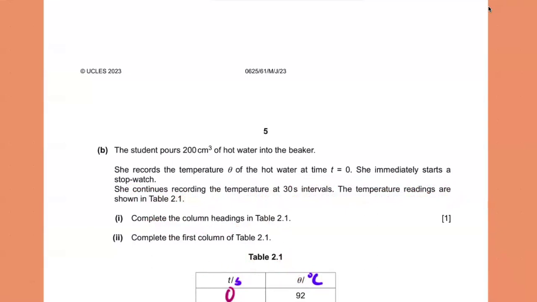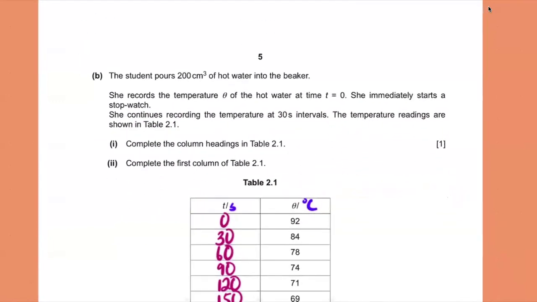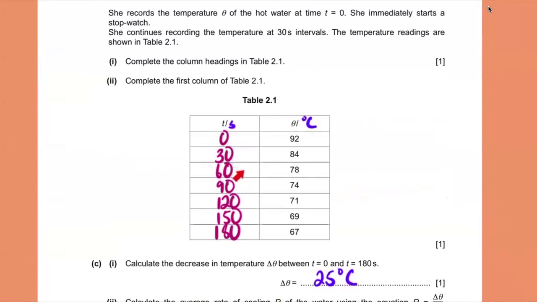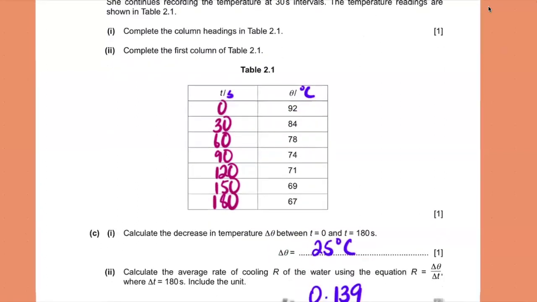Then you have to complete the first column, which is the time column, because the theta column is entirely completed. So it's 30-second intervals. From 0, I just have increments of 30 going on: 30, 60, 90, all the way up till 180. However far the table takes me, I go with those increments of 30. Calculate the decrease in temperature between 0 and 180. So we just subtract these values. That turns out to be 25 degrees Celsius.